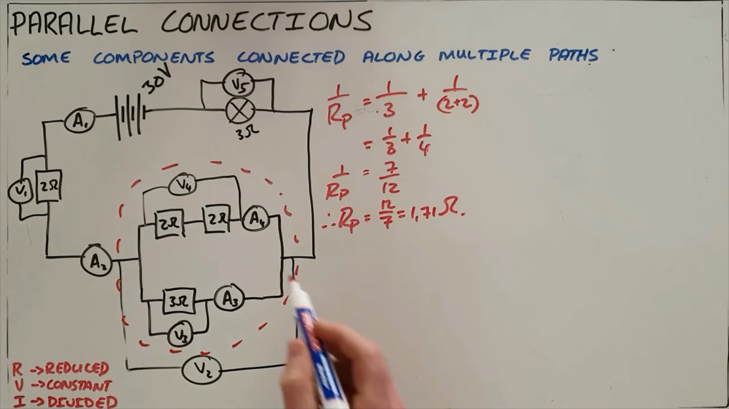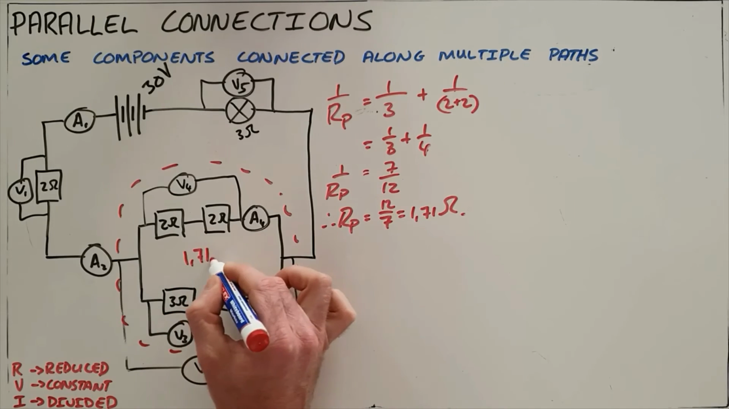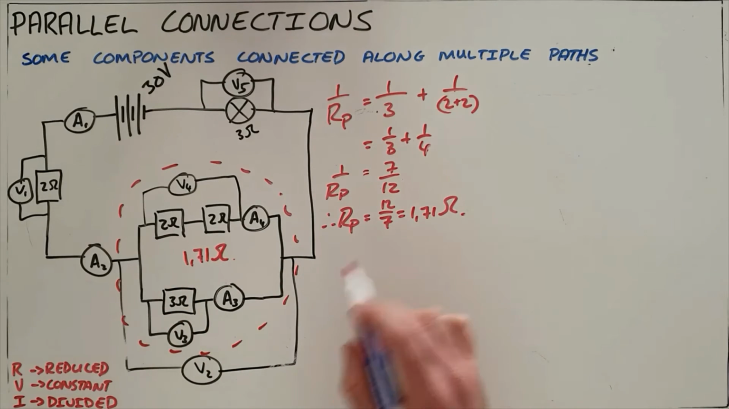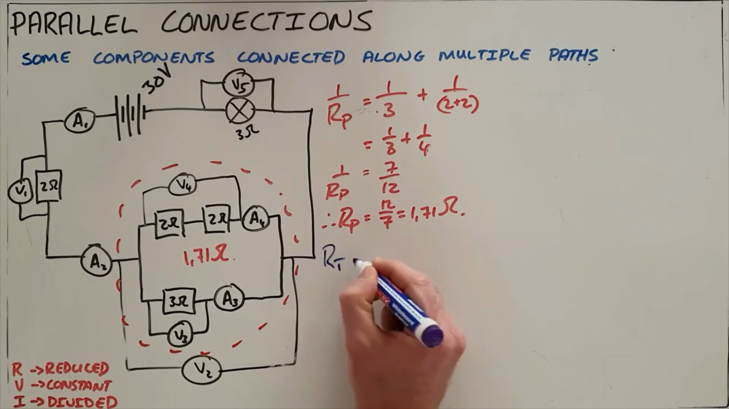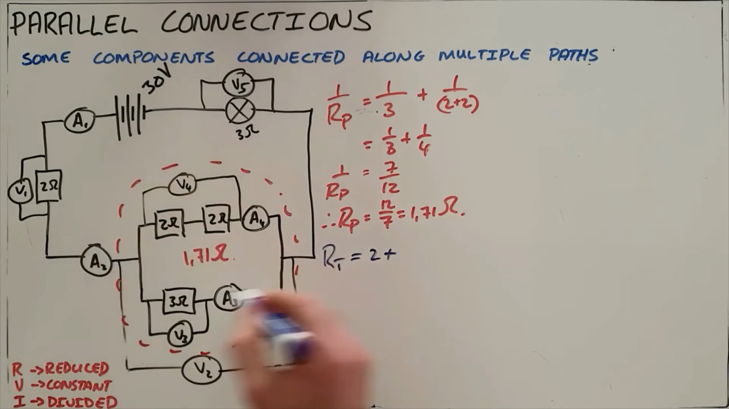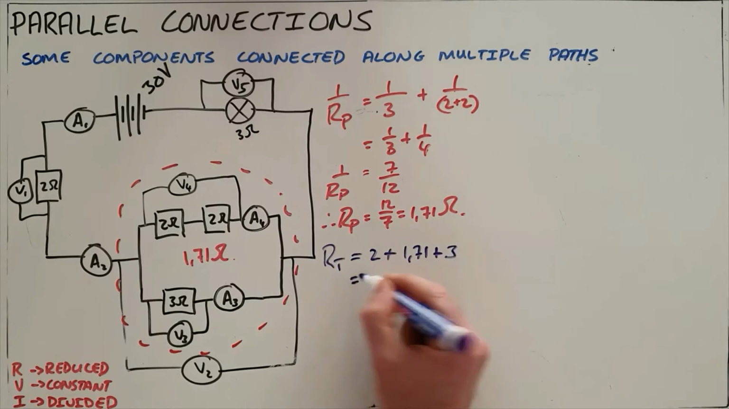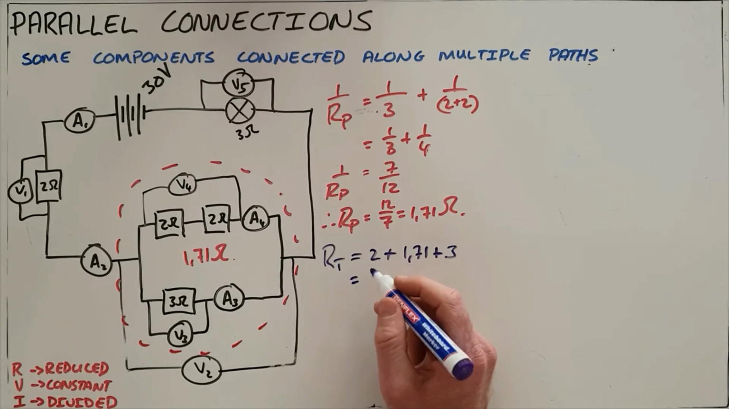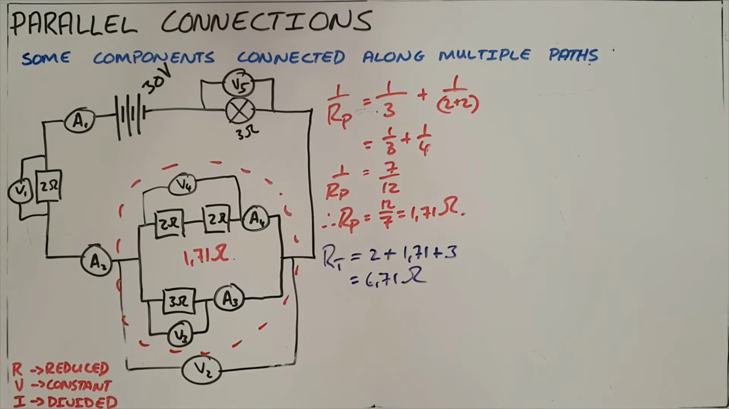So what that tells us is that this entire connection here is the equivalent of a single 1.71 ohm resistor connected in series. Now once we've done that, we can calculate the total resistance in the circuit. We know that the total resistance, if you just follow this path, is going to be your 2 ohm resistor plus your equivalent parallel resistance 1.71 plus your 3 ohm resistor. So our total resistance in this circuit is 6.71 ohms.